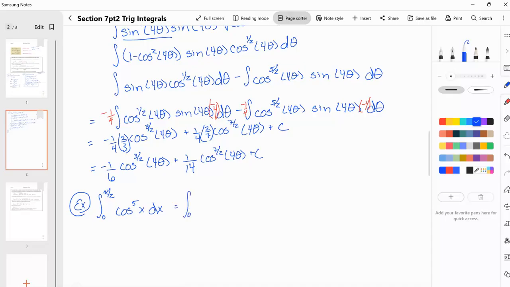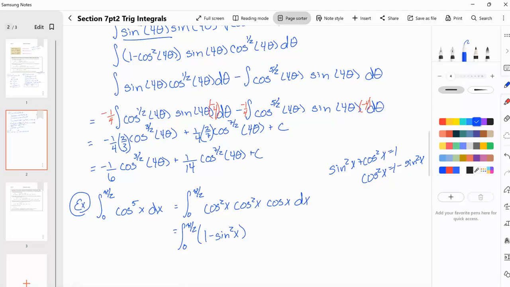So here's the way I would see this. I'm going to rewrite this cosine to the 5th as cosine squared times cosine squared times cosine. So that's going to reserve a cosine. I can convert these to sines using that Pythagorean identity. Sine squared plus cosine squared is equal to 1. So cosine squared is equal to 1 minus sine squared. So this is 1 minus sine squared. This is 1 minus sine squared. This is cosine.